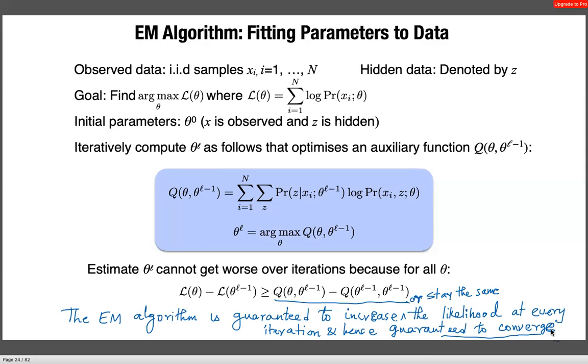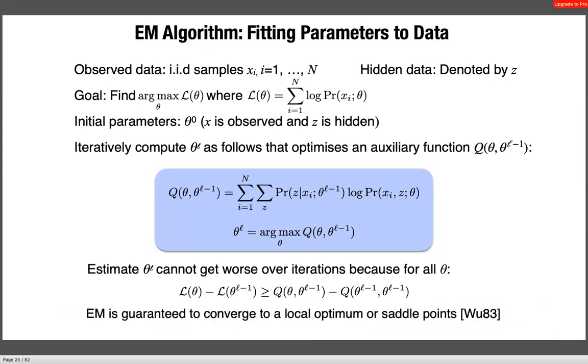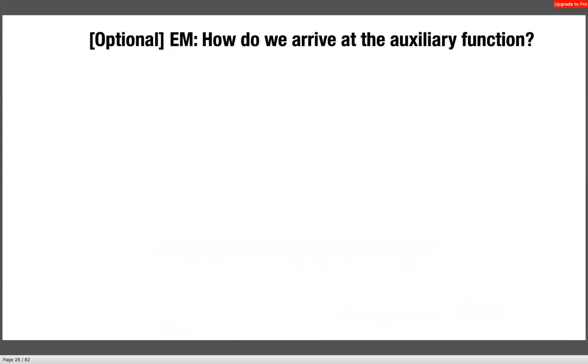And it's guaranteed to converge, but there is no guarantee of optimality. You can converge at a local optimum or a saddle point. So it's guaranteed to converge to a local optimum or a saddle point. And this reference, again, I can point you to this for those who are interested. So let me spend a few minutes on this, which is again some optional material.